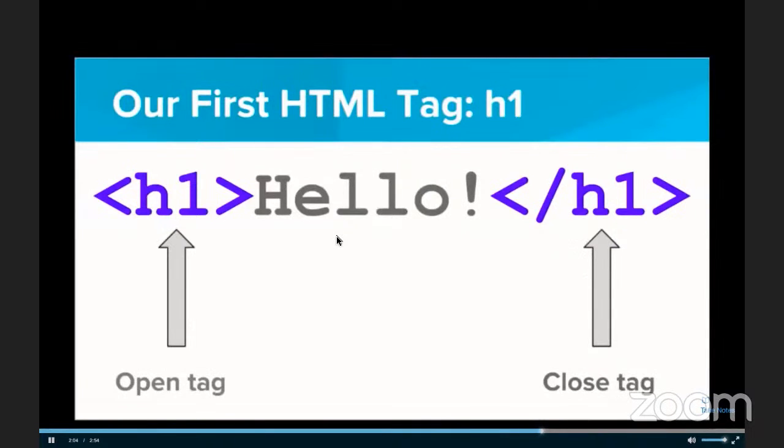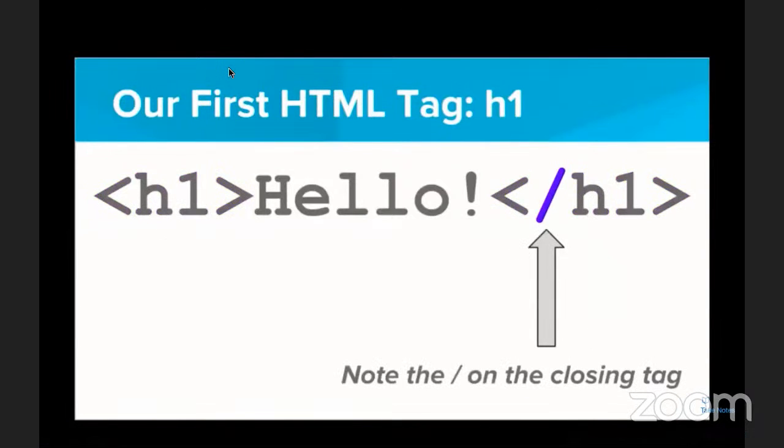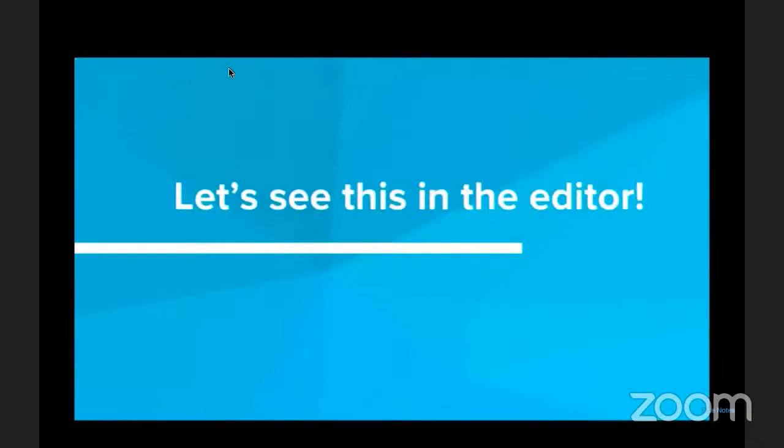When we use these tags, we need both an opening tag and a closing tag. The opening tag looks exactly like the closing tag, except that the closing tag has a backslash right before the tag name. In between the opening and closing tag, we have the actual text or content on the web page that is affected by the tag. Here, the hello will be affected by the H1 tag. It's decorated with H1. Let's see what this looks like in the editor.